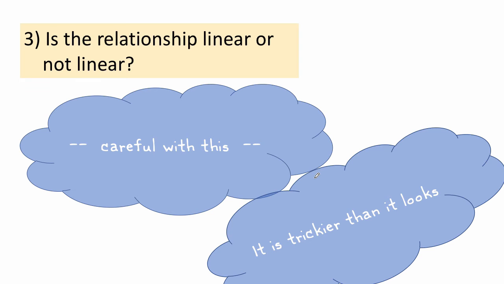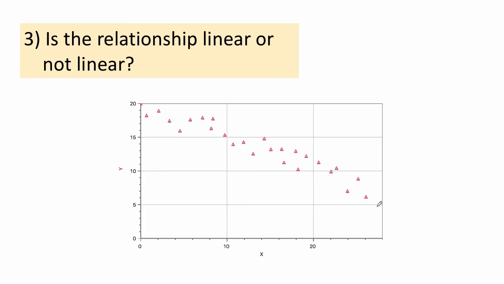Is the relationship linear or not linear? Here's how we figure it out. Let's say we have some data. Is it linear or is it not linear? Well, what we're going to do is draw a line through the data. You would ask your graphing program, I'm going to do it with Logger Pro, to draw a best fit line.